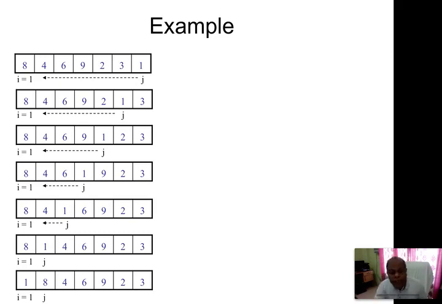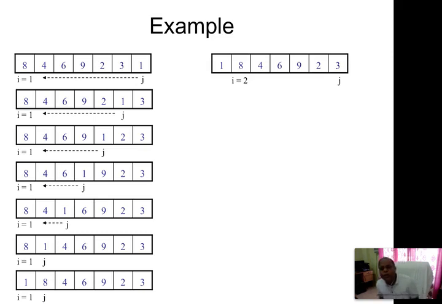Now in the second pass i will be 2, because in the first pass i was 1. Hence the first element is already there and it is sorted. Now in the second pass, with i equal to 2, again you have to compare the elements starting from the last index of the array to its previous element.